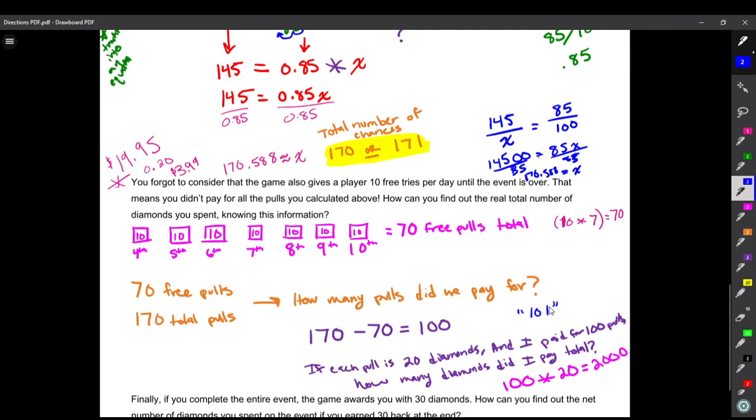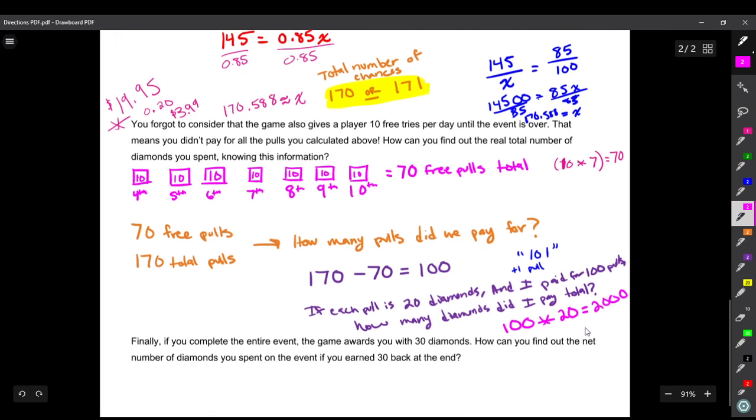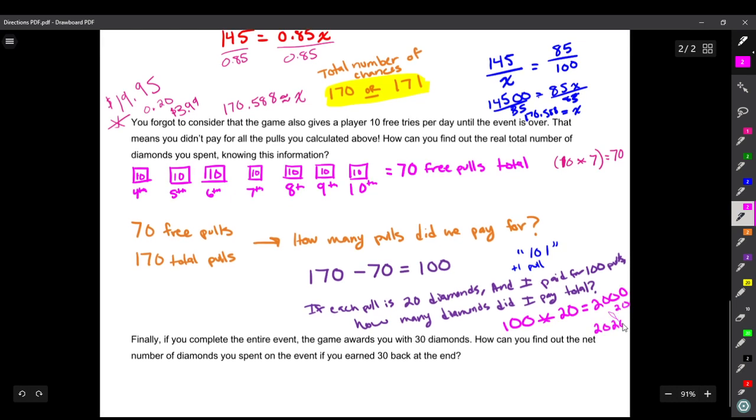But in this case, if you were to just add 1 more pull, and 1 pull is 20 diamonds, so we might say, well, if 100 pulls is 2,000 diamonds, then 101 pulls is just 20 more diamonds. So the number ranges anywhere from 2,000 to 2,020.